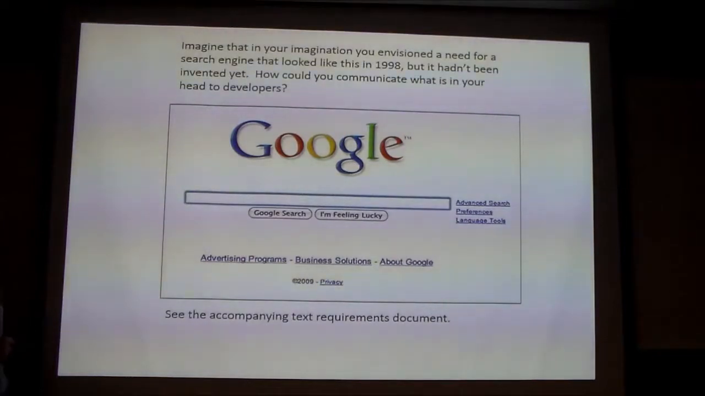Anyway, imagine you were thinking this in your head. Hey, I want to make this thing called Google, and it's going to look like this. How could you communicate what's in your head to developers? Whether it's Google or the next Uber or the next Netflix or the next Amazon or the next Angry Birds, regardless of what it is that's in your head, how can you communicate this to software developers?